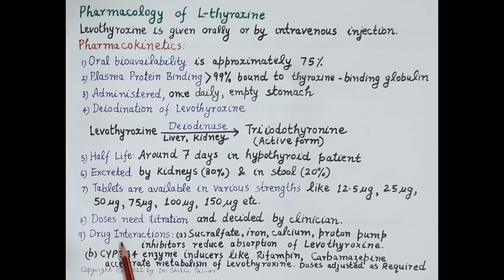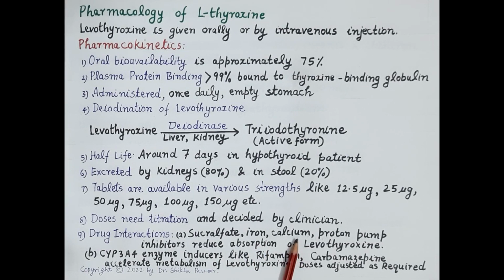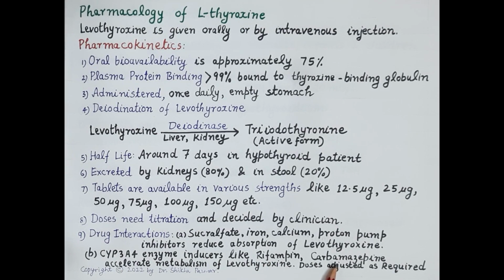Now, let's discuss few drug interactions of L-Thyroxine. Now, drugs like sucralfate, iron, then calcium, proton pump inhibitors interfere with L-thyroxine and reduce the absorption of levothyroxine. Then cytochrome 3A4 enzyme inducers like for example rifampin, carbamazepine. These drugs accelerate or increase the metabolism of levothyroxine, so dose adjustment is required and it is made by the clinician. So doses are adjusted as per the requirement.